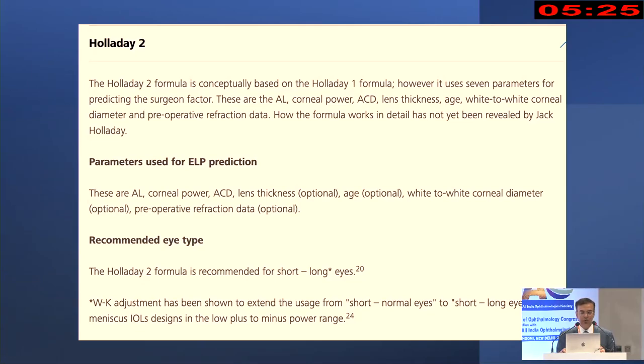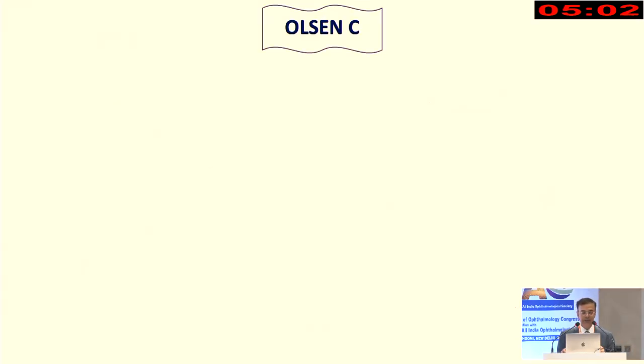The Holladay 2 again takes into account several parameters. Seven parameters are used for predicting the surgeon factor, and these are all the factors which can be used. It is again recommended from the short to the long eyes, and using the Wang-Koch adjustment, it has been shown that it can be used even from the short to the longest eyes with monofocal IOL designs. So that WK adjustment really helps increase the range of these formulas.